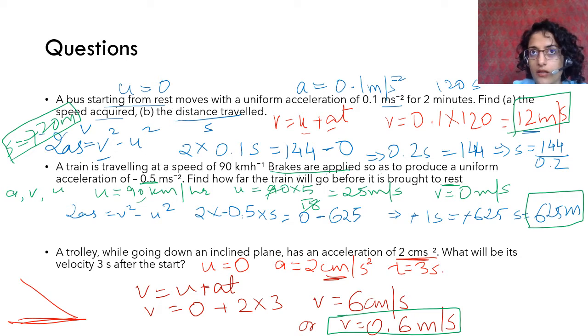Or you can convert centimeter to meter. Sorry, that gives 0.06 meter per second. You can write either, but generally it is asked in meter per second, so final velocity is 0.06 meter per second. Don't make the same mistake I made. You have to remember how many centimeters are in a meter.